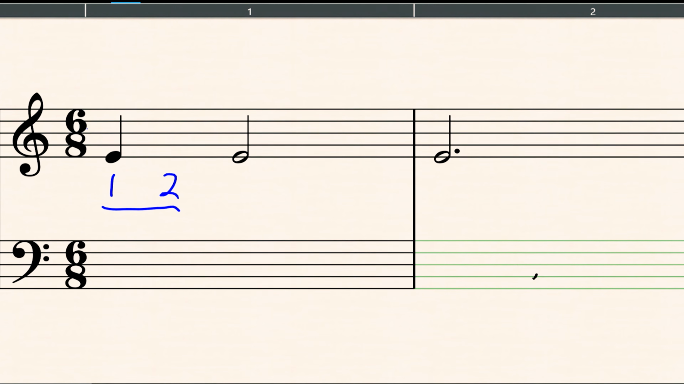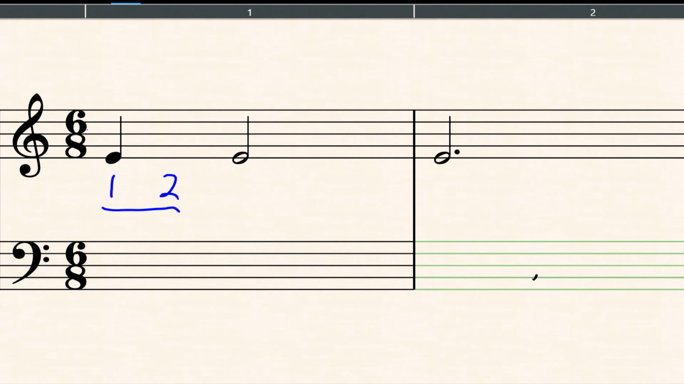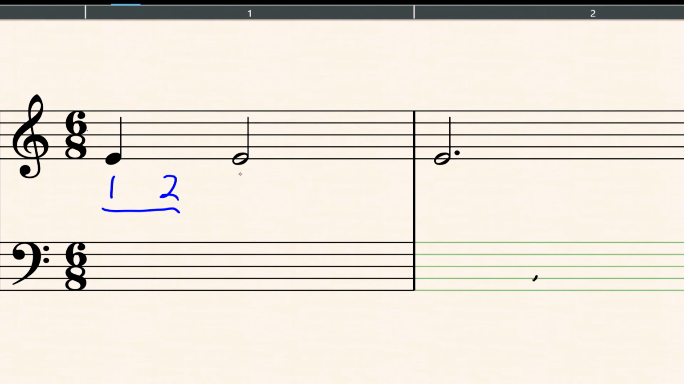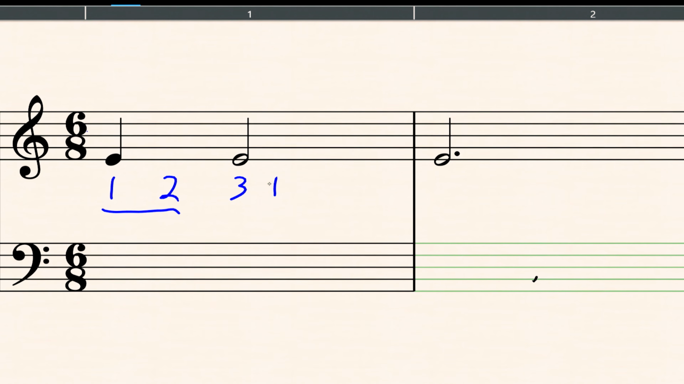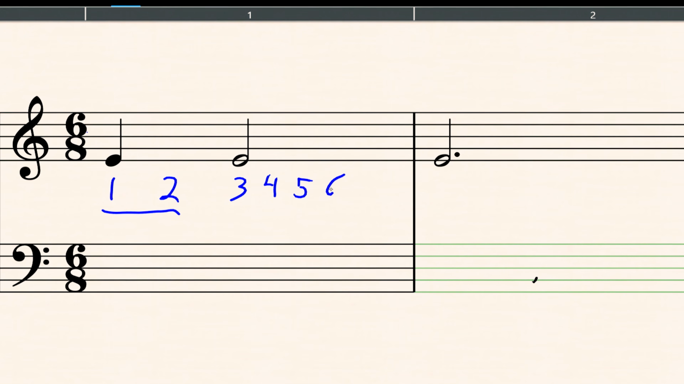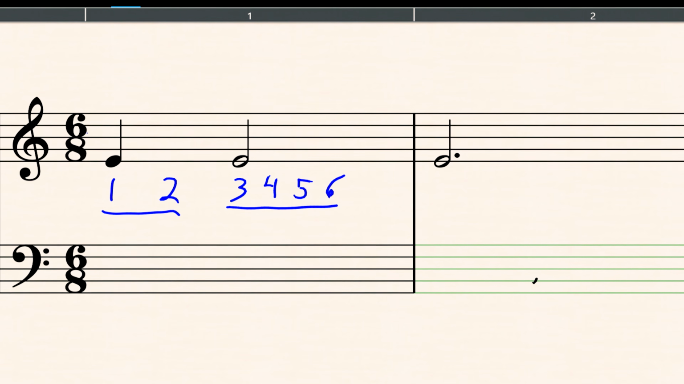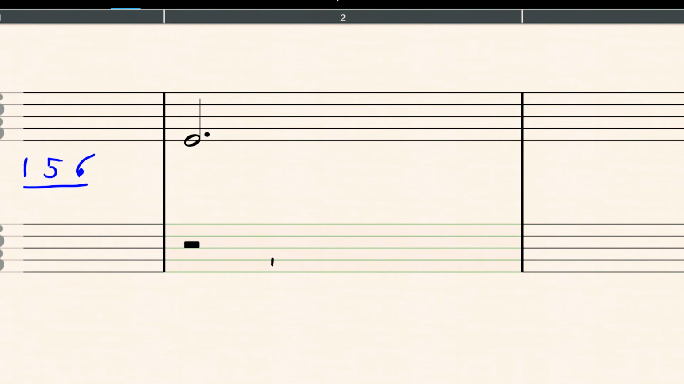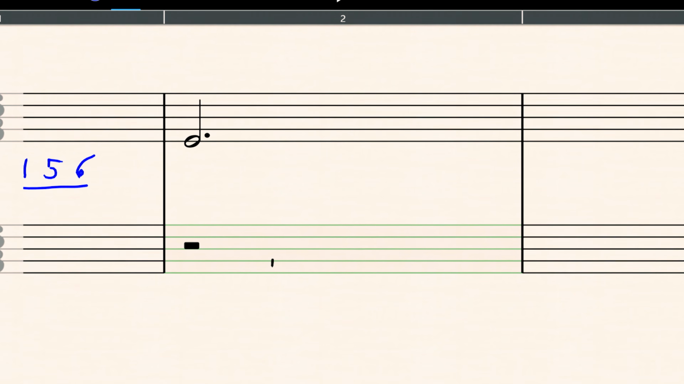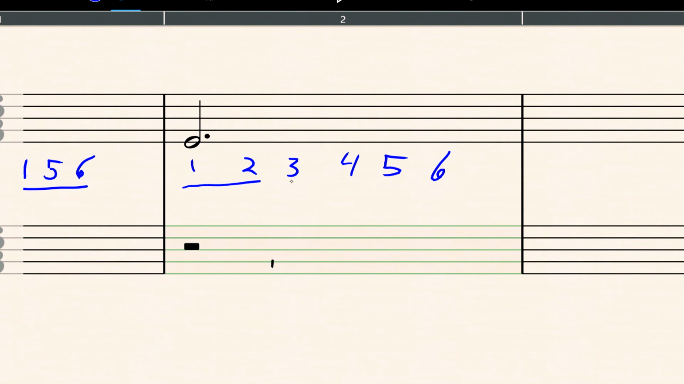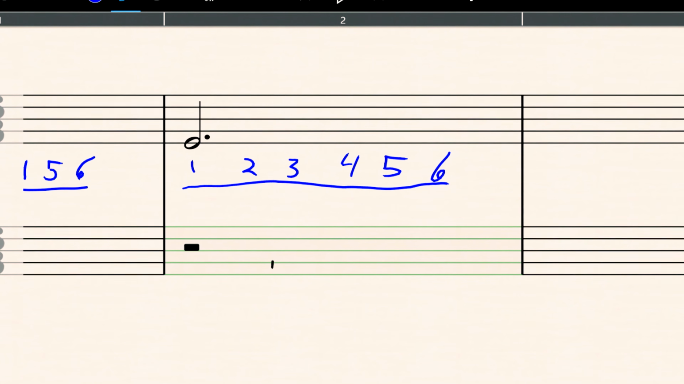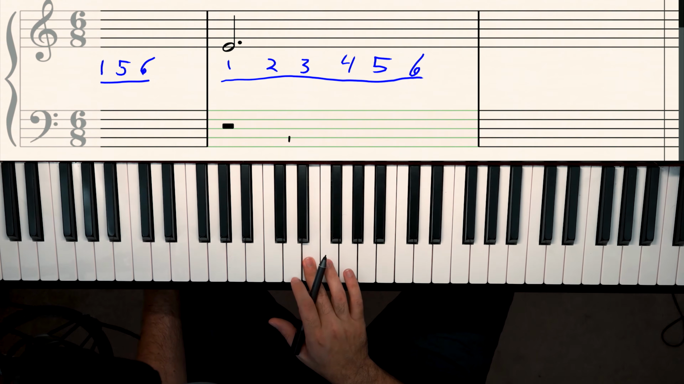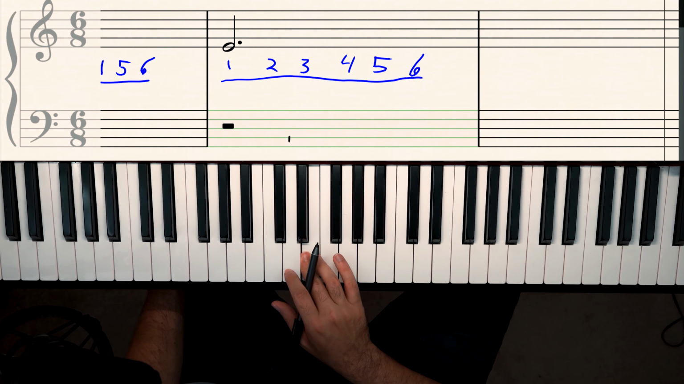1, 2. Half note was worth 2 beats before, so this is going to be worth beats 3, 4, 5, and 6. So it has to cover those 4 beats. And a dotted half note here in the next measure was worth 3 before. So now it's going to take up all 6 beats. You're just going to hit the piano and you're going to go 1, 2, 3, 4, 5, 6.